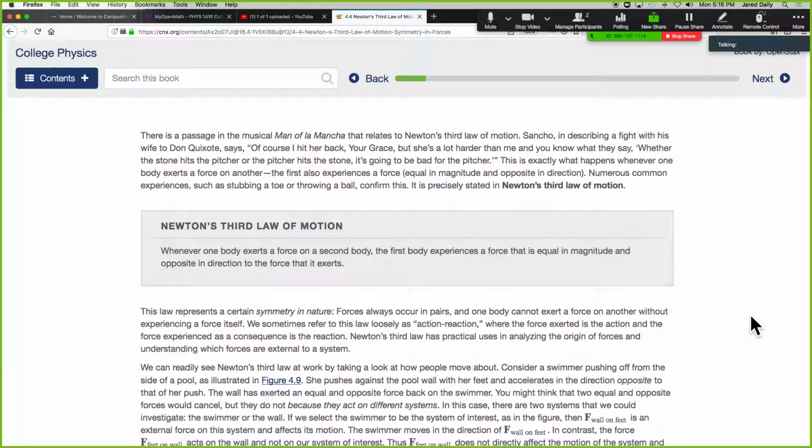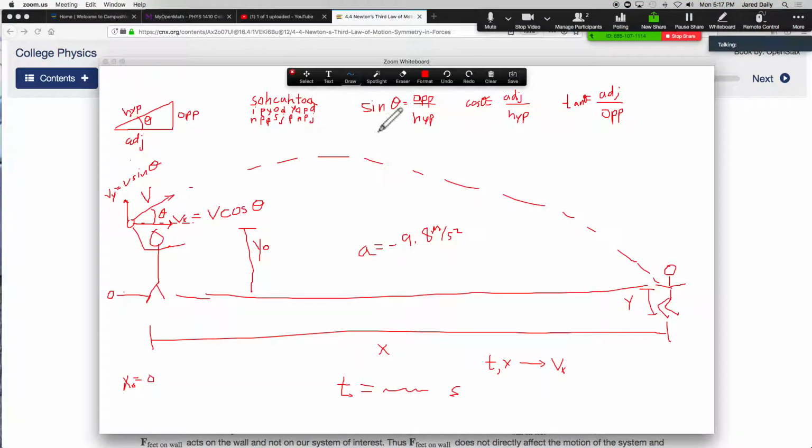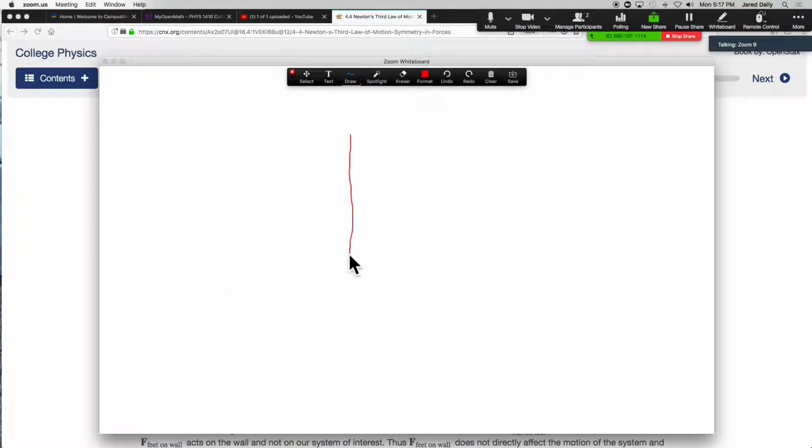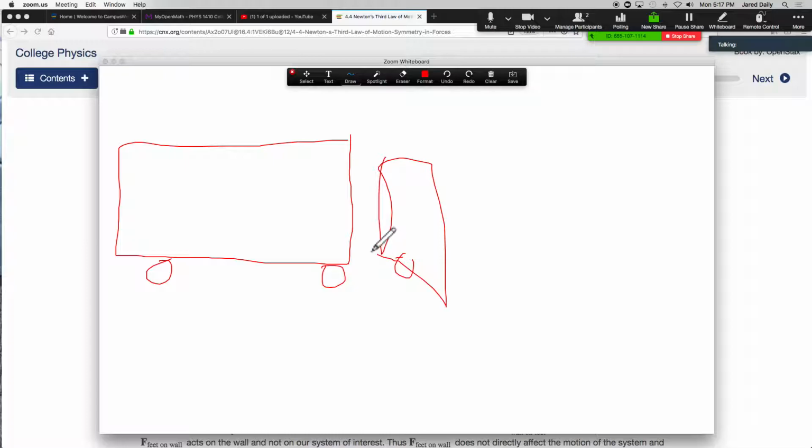Let me give you a clue. How are we going to do it on here? Here's our truck. I'm not going to draw all 18 wheels. Wow, that's a great truck. Need another wheel up here. Here's our mosquito.